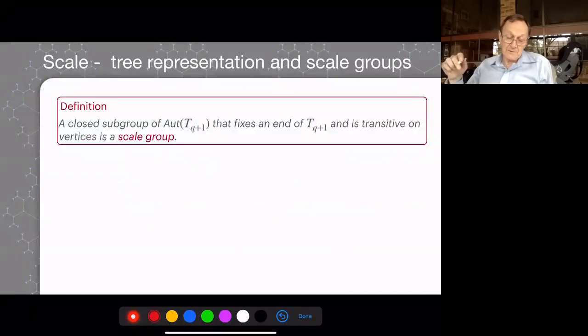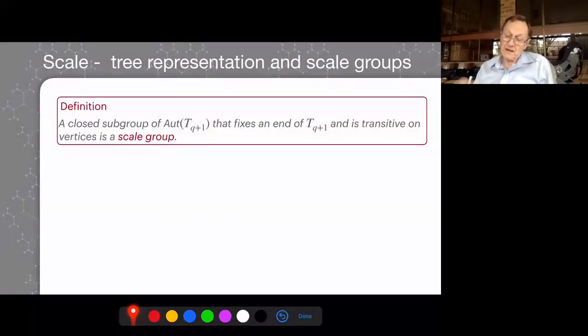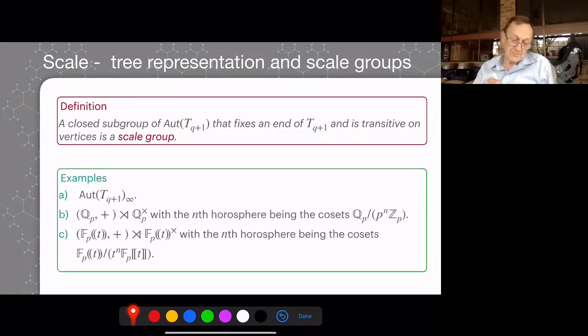Now, we come to the definition of a scale group, which is the subject of this talk. So a scale group is just any group of automorphisms of a regular tree that satisfies the conclusions of that theorem. So it fixes an end of the tree, it's transitive on the vertices, and it's a closed subgroup. So a closed subgroup of the automorphism group fixing an end and transitive on the vertices is a scale group. Now, here are some examples. The subgroup of the automorphism group of the regular tree that fixes an end is an example of a scale group.